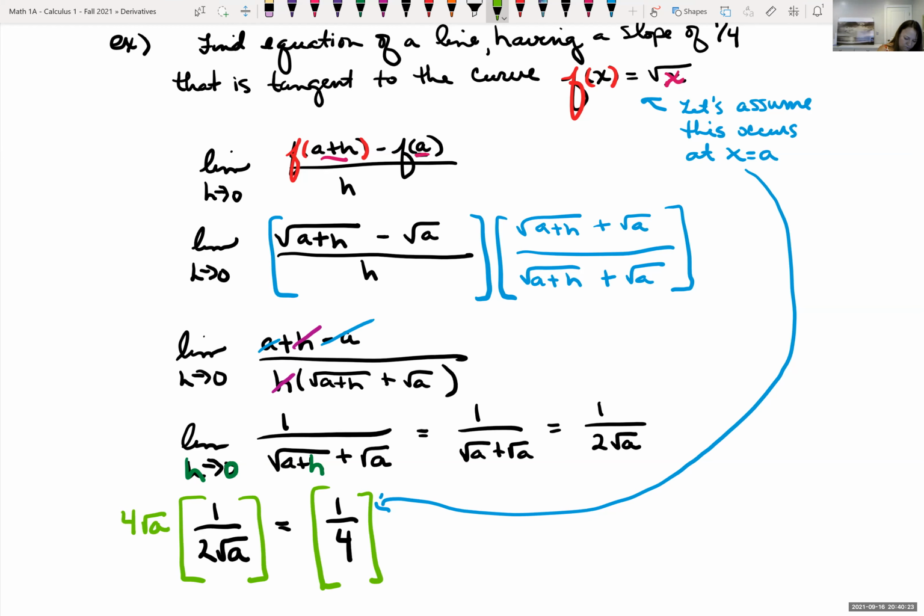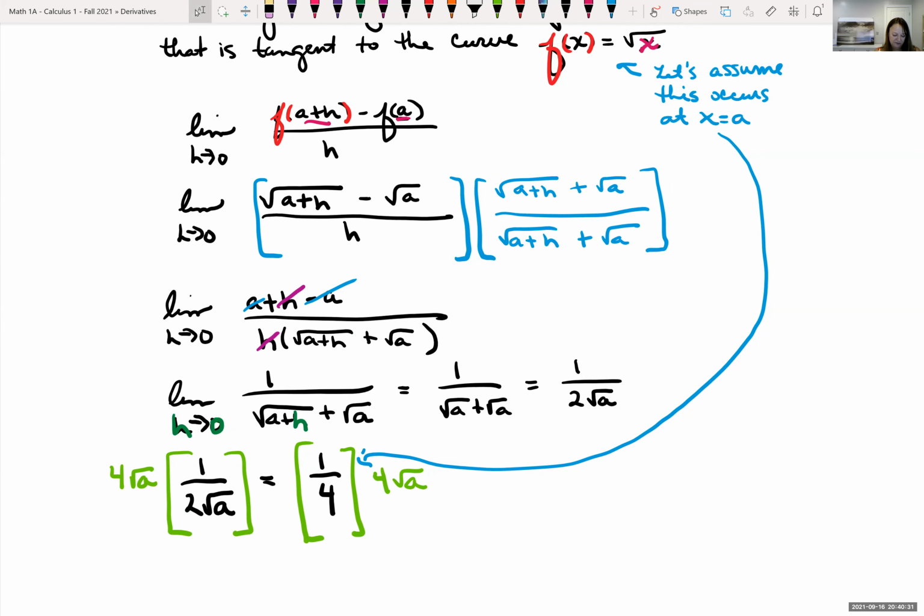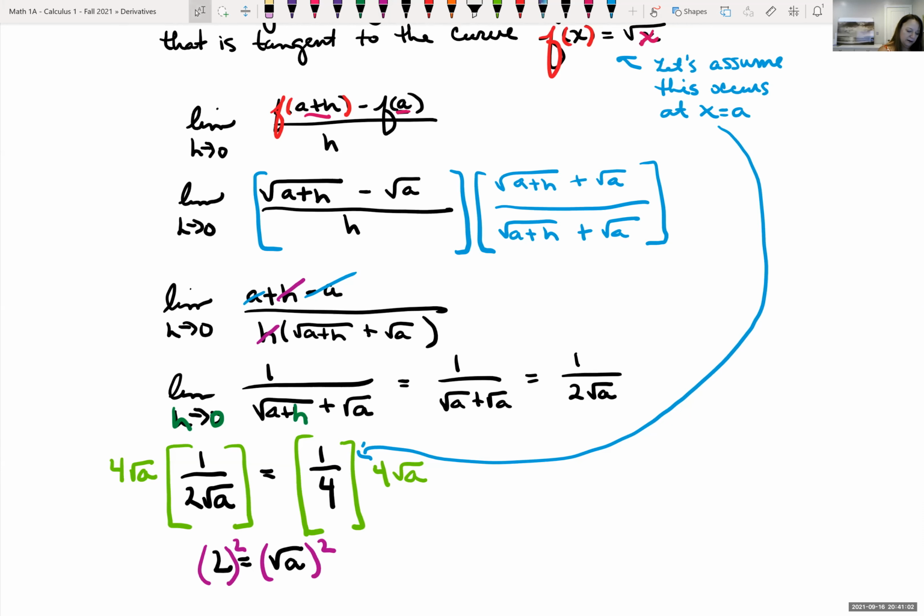And so that would leave me with 4 root a times 1 over 2 root a. Square roots of a cancel, 2 goes into 4 twice, so that leaves me with 2 on the left, and square root of a on the right, because the 4's cancel. I want a, I don't want root a. And so we can get rid of the square root by squaring both sides of our equation. And so a would have to equal 4.